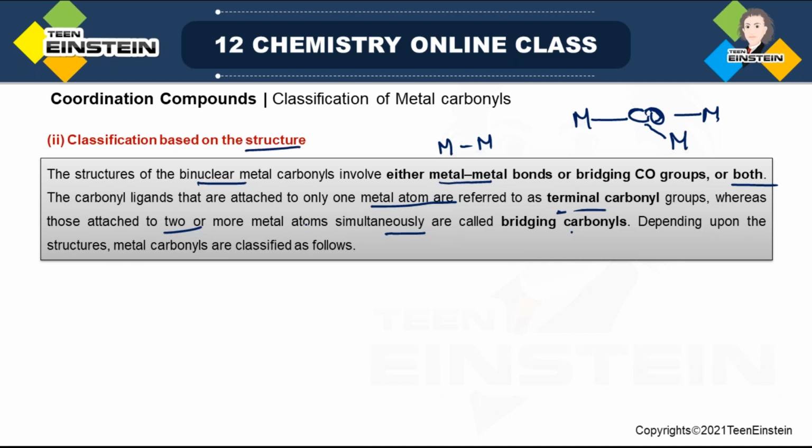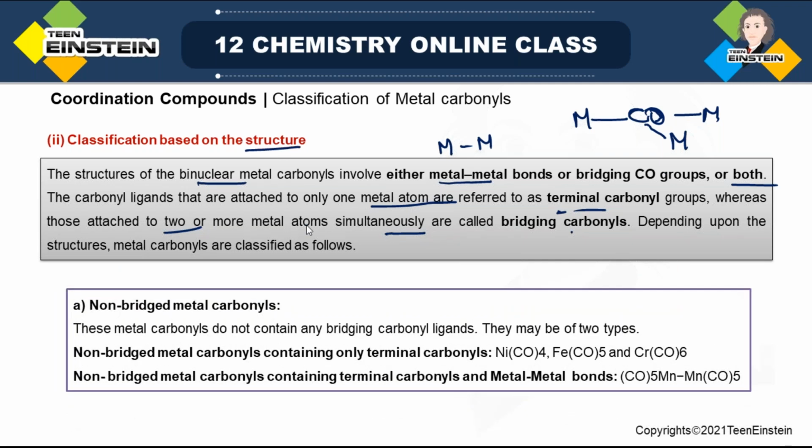Now, depending upon the structures, metal carbonyls will be classified as non-bridged metal carbonyls. That means no bridging is there. These metal carbonyls do not contain any bridging carbonyl ligand. Now, they may be of two types. Non-bridged metal carbonyl containing only terminal carbonyl. Another is non-bridged metal carbonyls containing terminal carbonyls and metal-metal bonds. So see, why we are calling it non-bridged: it is true that a metal-metal bond is present, but the bridging ligand CO is not present. So that is why we are calling it non-bridged.